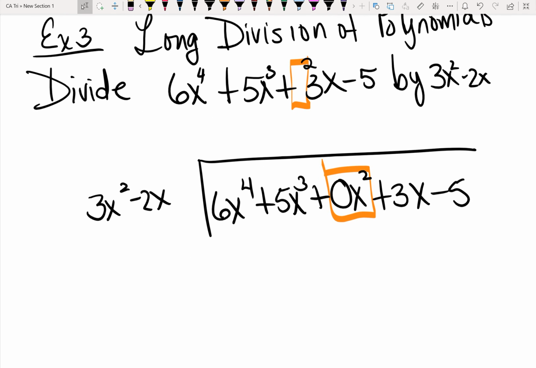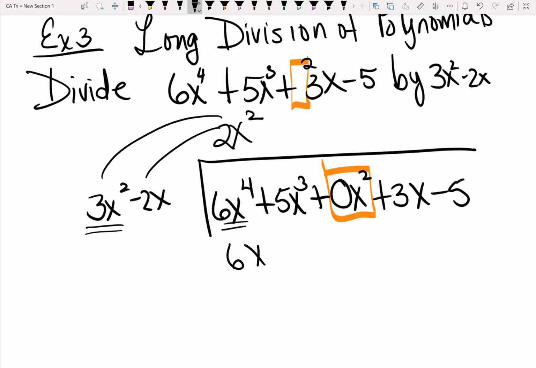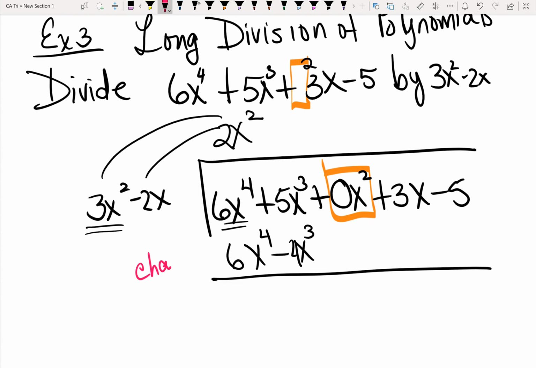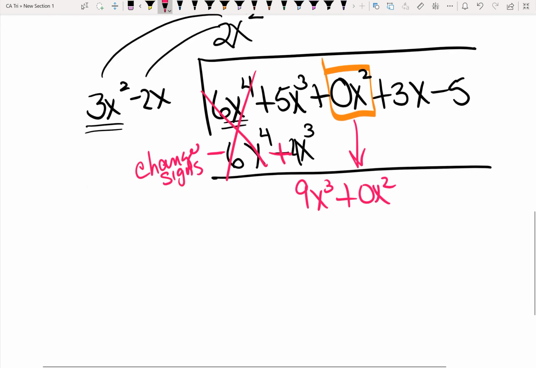So what we're going to start with is, okay, so what times this will give me this number? So obviously 2x squared. If I distribute that back, I get 6x to the 4th minus 4x cubed. Okay, at this step, remember, we change the signs. So change the signs. So this becomes a negative, this becomes a positive, and this cancels out completely, leaving us 9x cubed plus 0x squared. So we drop the 0x squared, and now we repeat the process.